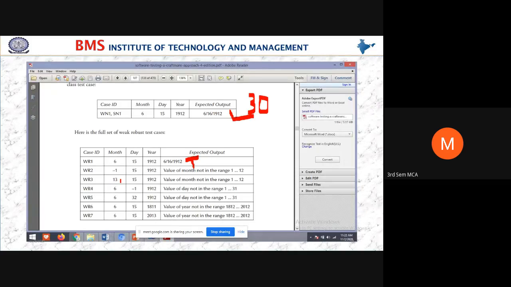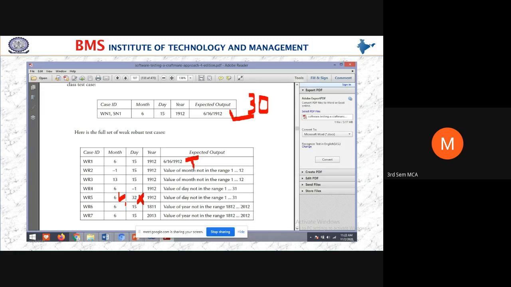Coming to the next case, month is 13. Day is okay. Year is also okay. But month value is out of range because the range of month is 1 to 12 only. But here the month we have taken is 13. Correct, no? Next, 6th month is okay. Day. Do we have any month with 32 days? No. So the day is out of range.